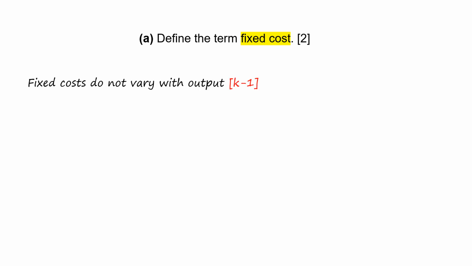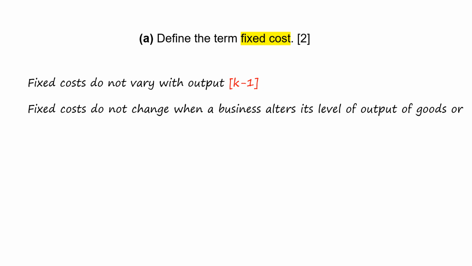The first one is: fixed costs do not vary with output. If one student is writing in this way, he or she will get only 1 out of 2 marks. The correct answer would be: fixed costs do not change when a business alters its level of output. The first one, fixed costs do not vary with output, only one mark is being given by the examiner.